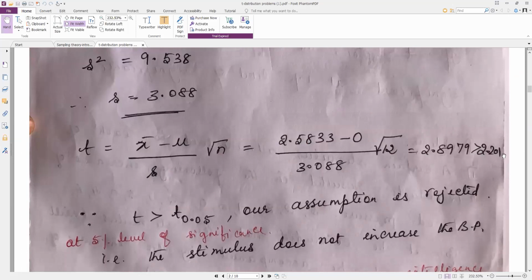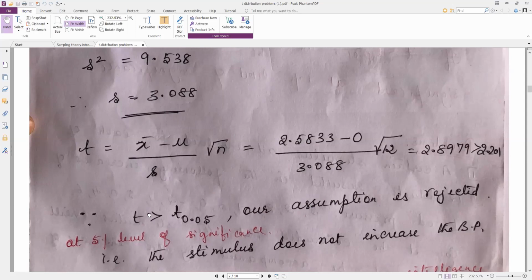So what can we conclude? Whenever t is greater than the table value at 0.05, what can we conclude? The difference is significant, correct? 0.05 means 5% level of significance. Or we can say we can reject the hypothesis at 95% confidence level. Or we can say the difference is significant at 5% level. There are two ways of saying this.